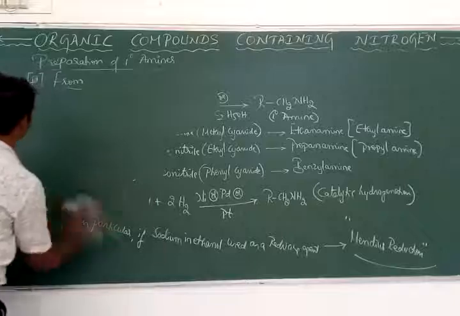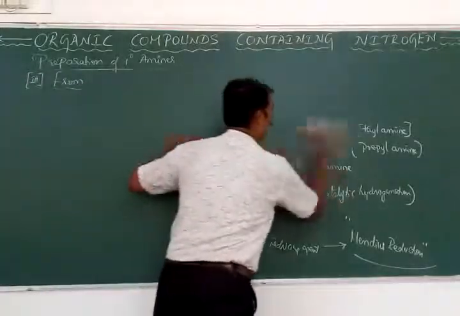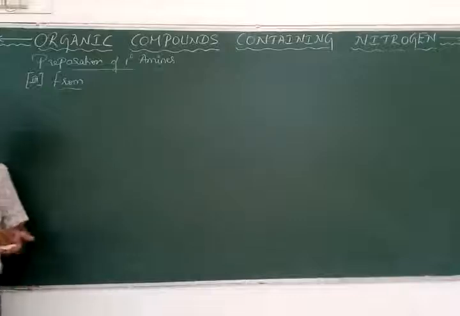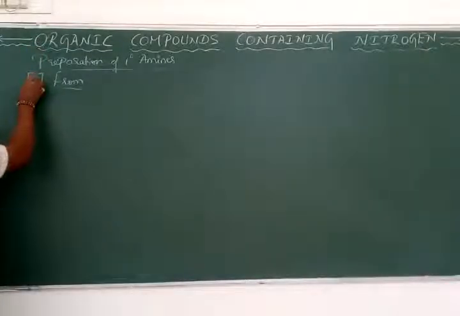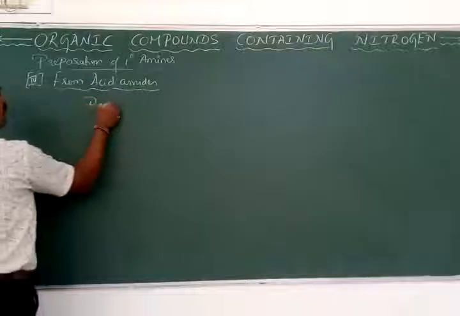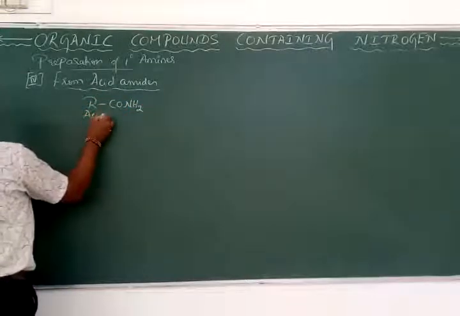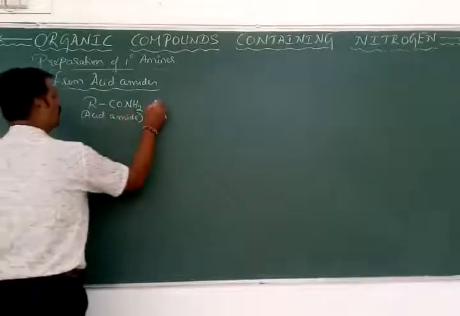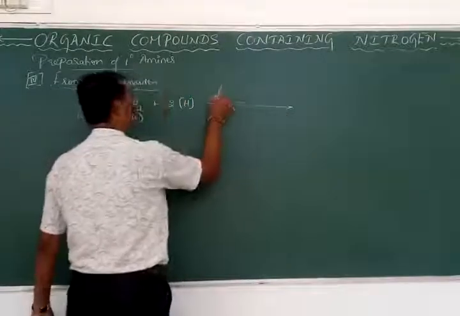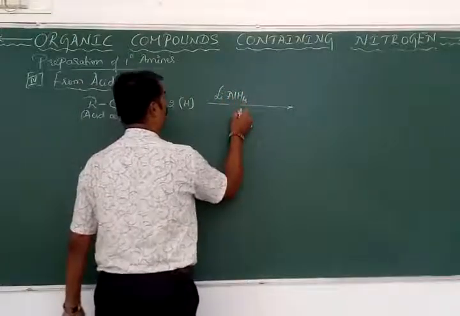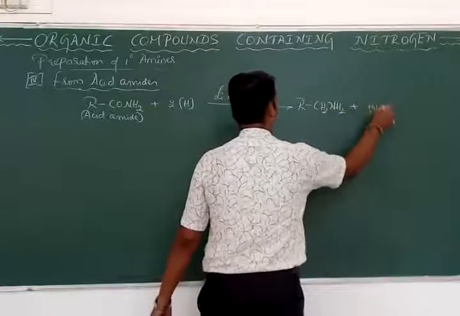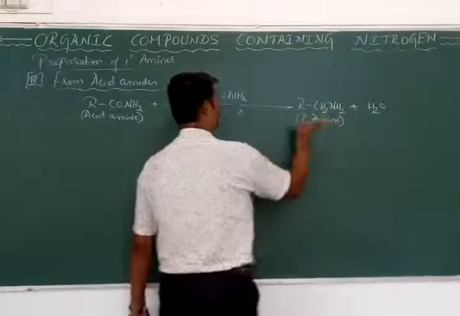Fourth one, from acid amides. RCONH2 is the formula for acid amides. This gets reduced. Either I can use lithium aluminum hydride upon heating, and it becomes RCH2NH2 plus water. This is the representation for a primary amine. Or I can use this also.